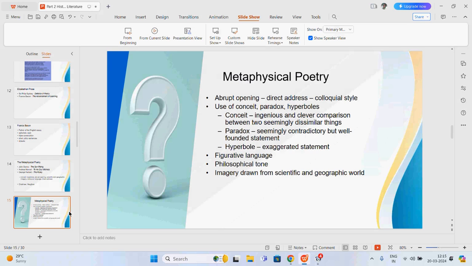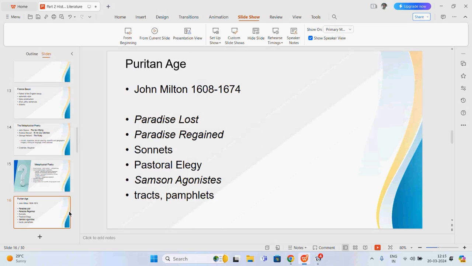A conceit is an ingenious and clever comparison between two seemingly dissimilar things. A paradox is a seemingly contradictory but well-founded statement. And we have extensive use of hyperboles, which are exaggerated statements. There is great use of figurative language, and the tone is very philosophical. The imagery, as I told you, is generally drawn from the scientific and the geographic world.